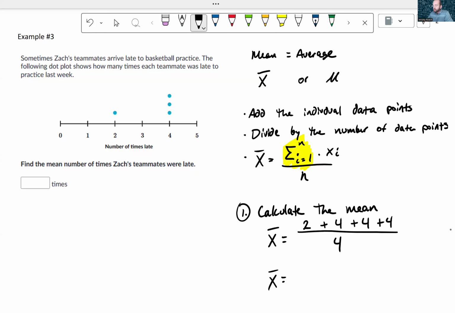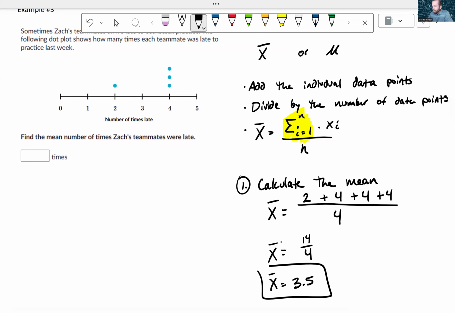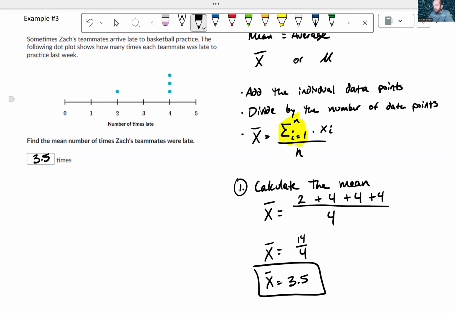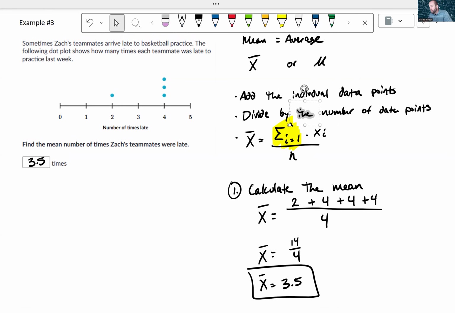So now this is equal to 14 over 4. As a decimal, that's 3.5. So on average, his teammates were late 3.5 times. Now, what's interesting about the average is it's not even on our dot plot as one of the dots. So just kind of keep that in mind, that the median is the middle value and the mean is the average, which is not always going to be represented on our histogram or our dot plot.